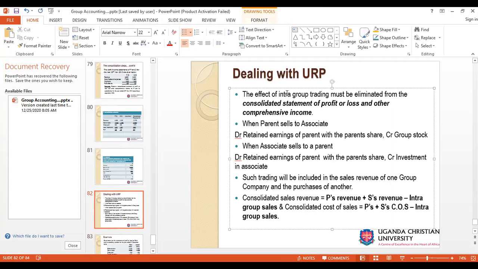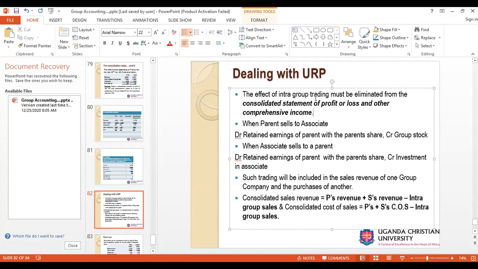Let's proceed. What if we have unrealized profits? Let's see how we can deal with unrealized profit. The effect of intra-group trading must be eliminated from the consolidated statement of profit or loss and other comprehensive income. If there is any trading between the parent and the subsidiary which brings about unrealized profit, then the unrealized profit should be subtracted from gross profit.